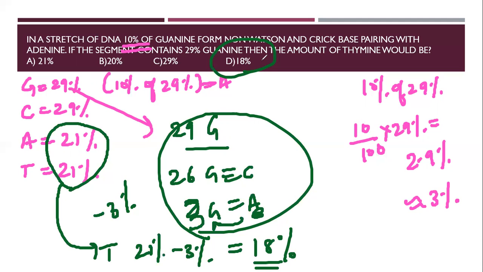Everyone is silent. What happened? Is it clear? Yes, ma'am. This much you understood, right? 10% of 29%, we got 3%. So we know that 3% guanine is forming with A, right? So that much will go with the guanine. So the remaining 18% adenine is going to pair with the thymine. So I am going to have thymine as 18% present in the DNA. Now it is clear? Yes, ma'am.